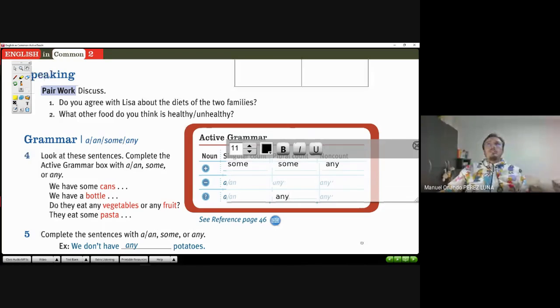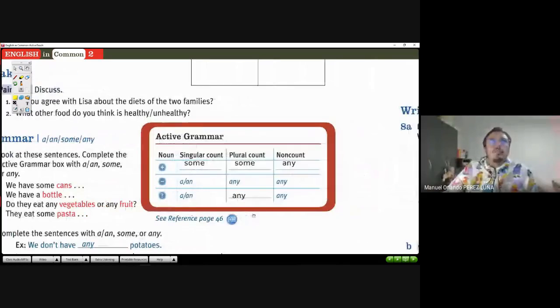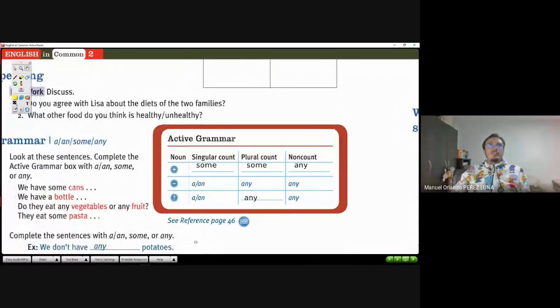Let me close this window so we can see much better. It says there, into the positive, some, plural countable some, non-countable any. Into the negative, a or an, when I speak in singular, plural and non-countable any. When I speak about the question in singular countable, we say a or an, plural countable any, and non-countable any, right? So that is like the grammar reference that we have in here.